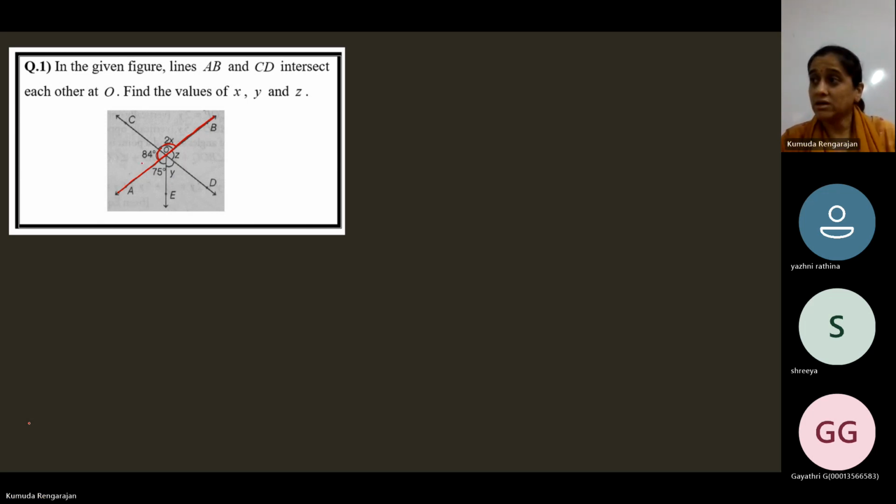Common arm, OC is the common arm. And which are the non-common arms? OA and OB. So here it's given that lines AB and CD are straight lines. Consider the straight line AB. You see this angle 84 degrees, angle AOC, and this angle 2x. They lie on AB, so the sum of the two angles is 180 degrees.